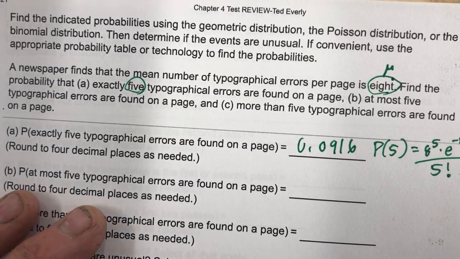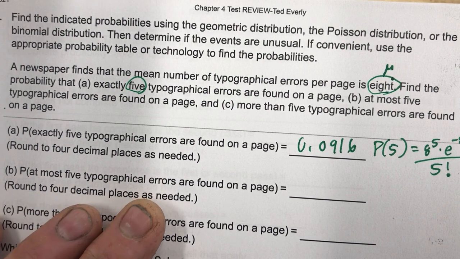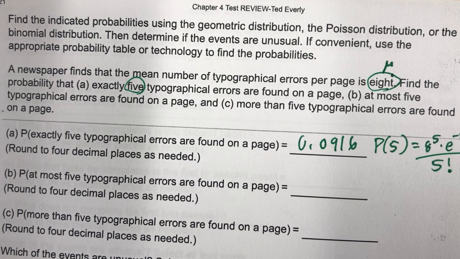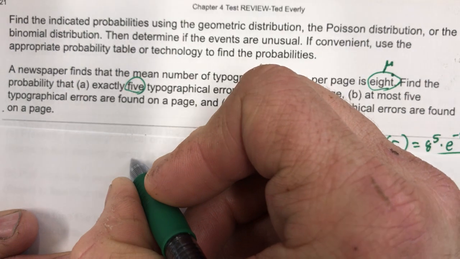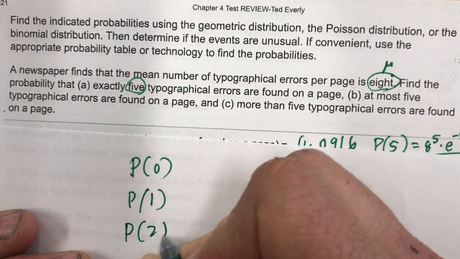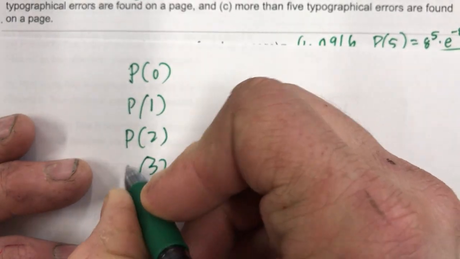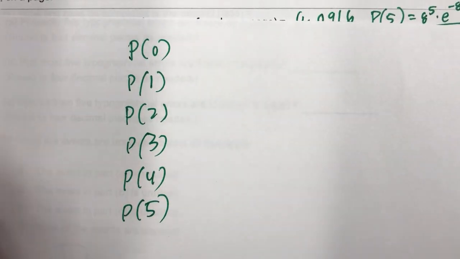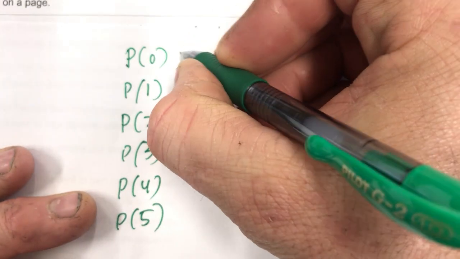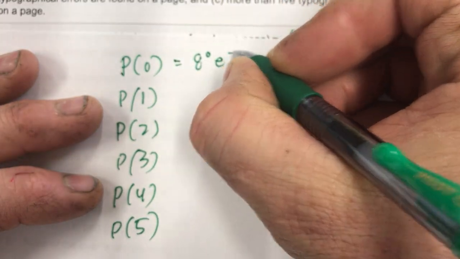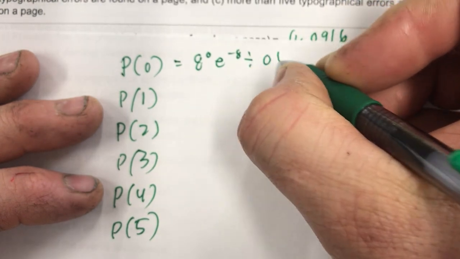Now, part B says that probably at most 5 typographical errors are found. At most 5. So that means 5 or less. Okay. What we're going to have to do here, we're going to have to do 0, 1, 2, 3, 4, 5. We need to do all these and add them together. All right, so this is going to be right here, 8 to the 0 power, e to the negative 8 power, divide by 0 factorial.